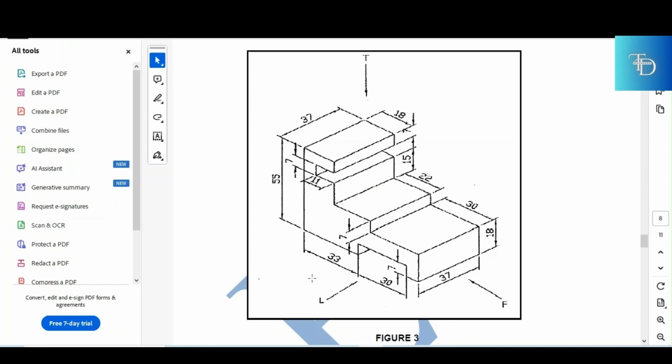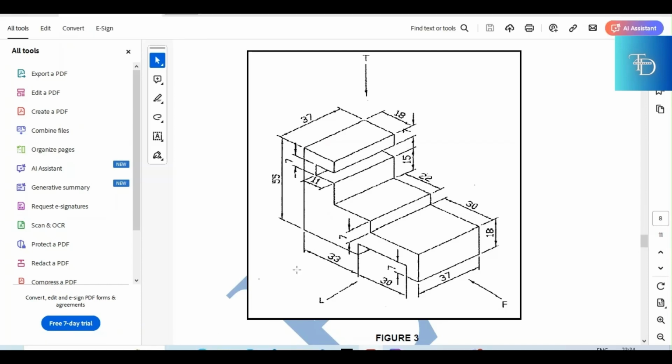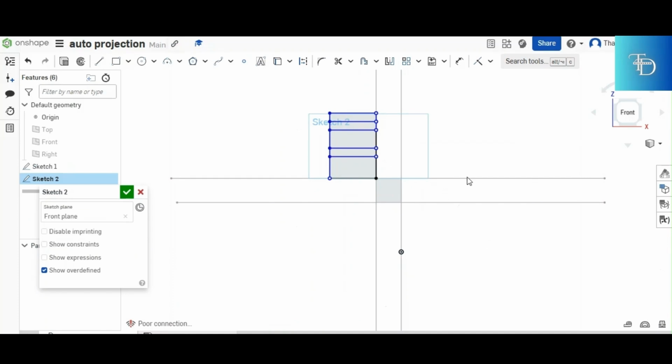So now it's up to you. After constructing the front view, it's up to you whether you shift to the left or you go down to the top view. It's up to you because every dimension is given here. You can create the left view and you can also create the top view. Alright, now you have something like this.